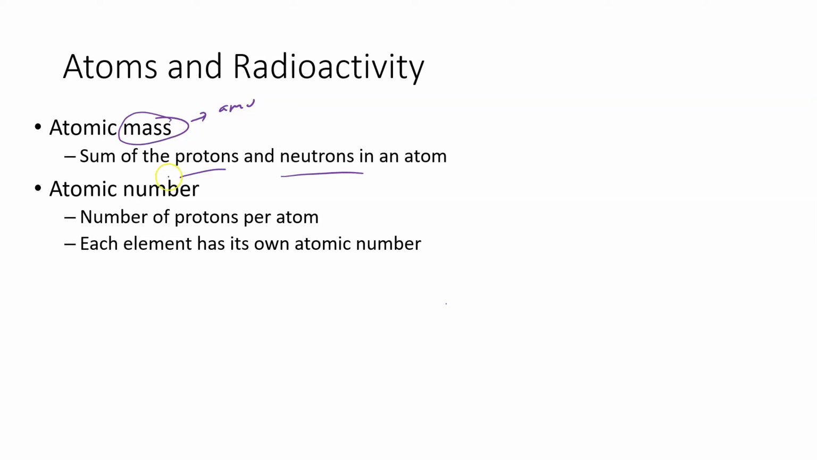So the atomic number is the number of protons only. Each element essentially has its own atomic number. We could start with a very simple one like carbon. Carbon has an atomic number of 6. If you looked at the periodic table, for example, you would see that carbon is element number 6 on the periodic table. That's because it has 6 protons.